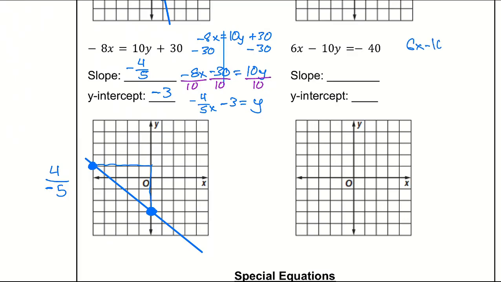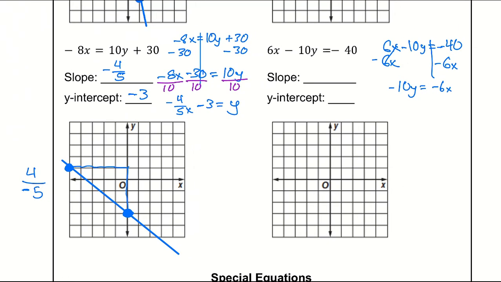6x minus 10y equals negative 40. Split it. Keep your y's where they are and subtract the 6x to get negative 10y equals negative 6x. How much room do I have? Minus 40. All right. Last step here is divide by negative 10.